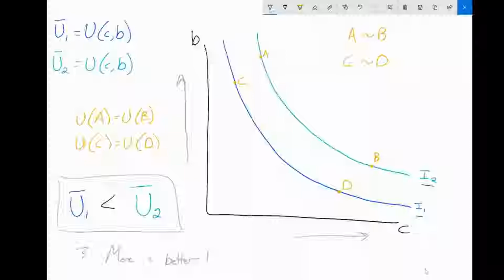Okay? That means utility is increasing as you move farther away from the origin. All right? So utility increases as you move away from the origin. So we know you get more utility from I2 than you do from I1. Okay, so there we go. We've got that. Now let's press on it a little bit more.